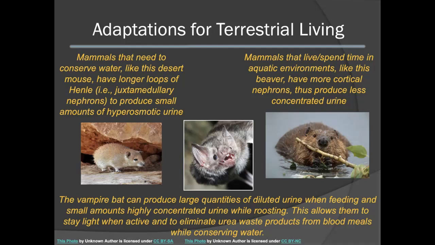As a result, the vampire bat will produce large quantities of diluted urine very quickly while it is feeding. This will help to metabolize the blood to ensure that it is light enough to fly when feeding is done. However, when they are roosting, they can produce very small amounts of highly concentrated urine. This allows them to stay light when active and also to eliminate urea waste products from the blood meals while conserving water.